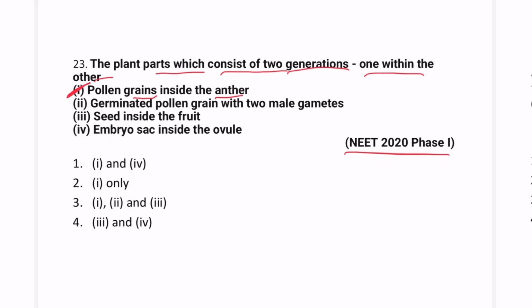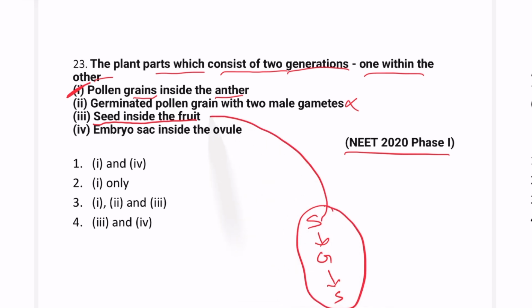Germinated pollen grain with two male gametes. It is not considered because the pollen grain itself is just one generation. Seed inside fruit. Seed inside fruit is not two generations, it's three generations, because there will be a sporophyte, and in the sporophyte there will be a gametophyte, and again in that gametophyte the sporophyte will be there. The seed inside a fruit is not two generations, it is considered as three generations. So this won't be the answer. So this is not the one.